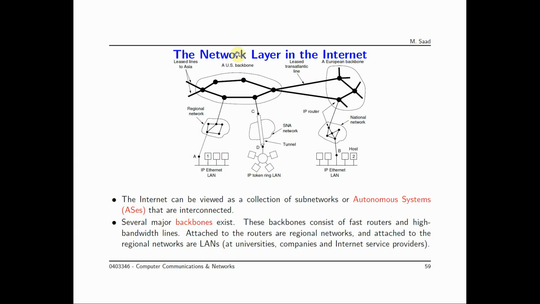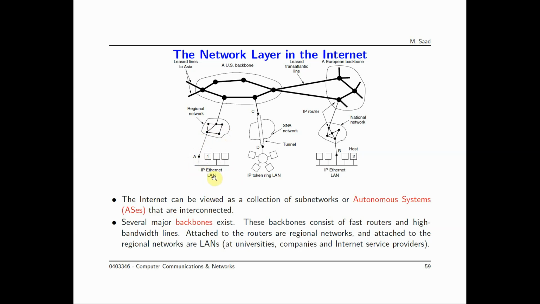Before we proceed, we have to remind you that the internet is not only one network, it's a collection of networks interconnected together. And these networks that are interconnected together to make up the internet are called autonomous systems. Autonomous means independent, so we have independent networks that are interconnected with each other. Not only independent, but these networks are of different types or using different technologies, using different standards.